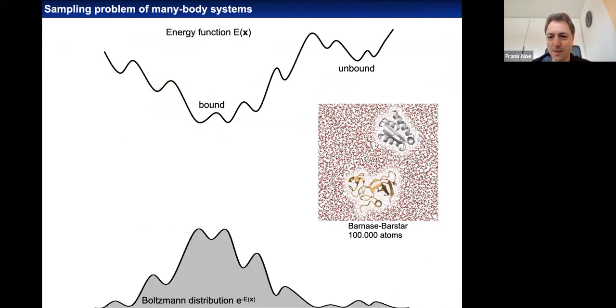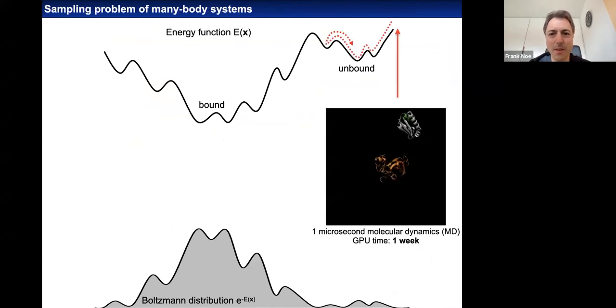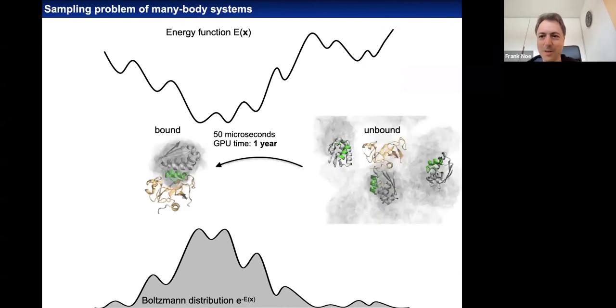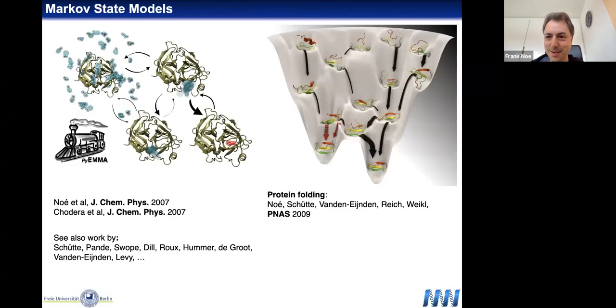An example for that are these two little proteins, Barnase and Barstar, where the energy function is known. Let's say we use an empirical energy function to simulate them, and we can do something like a microsecond simulation in a week. But unfortunately, a single binding process in this simulation box takes us on average a GPU year, and it would take us 1 million GPU years to observe a single dissociation event, which unfortunately is not the time that we have.